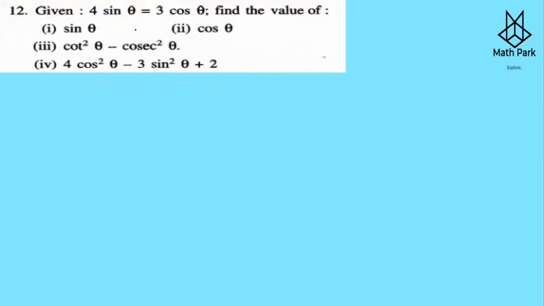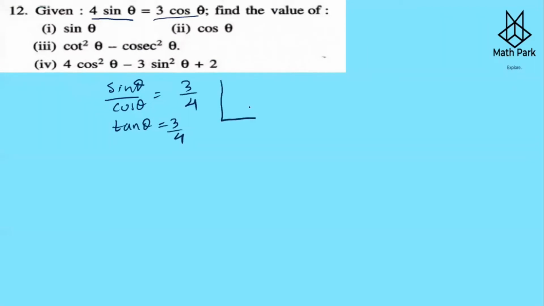Given 4 sine theta is equal to 3 cos theta, find the value of sine theta, cos theta, cot square theta minus cosec square theta, 4 cos square theta minus 3 sine square theta plus 2. So here you are given 4 sine theta is equal to 3 cos theta. So what we can do is bring this 4 over here. So we get sine theta upon cos theta is equal to 3 by 4. We just rearrange the terms. And sine theta upon cos theta is tan theta. So we get tan theta is equal to 3 by 4.